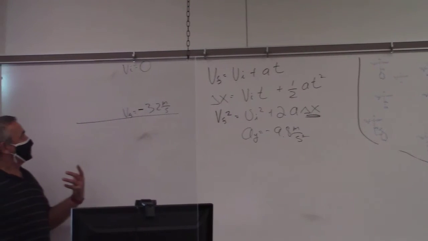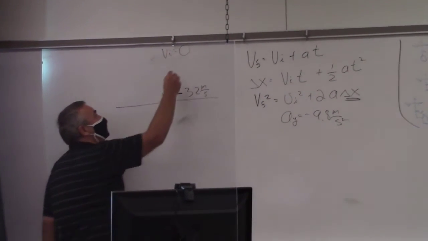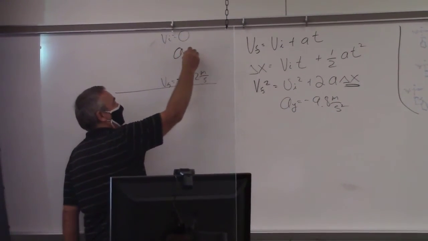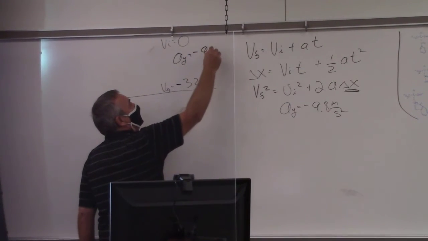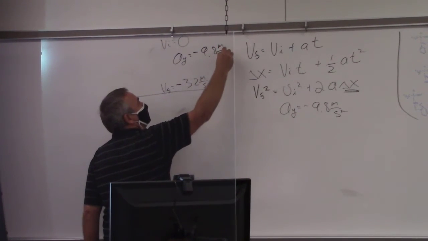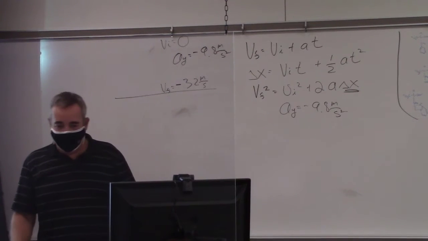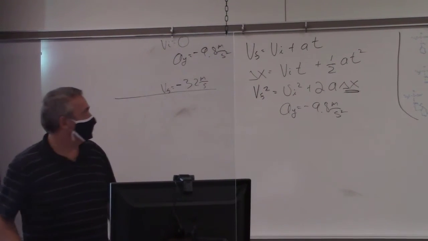So we've got to bring that to the problem. We're assuming free fall. It doesn't say don't forget this, but I'm telling you, don't forget this. Negative 9.8 is the acceleration. And then we're trying to figure out from what height it fell.